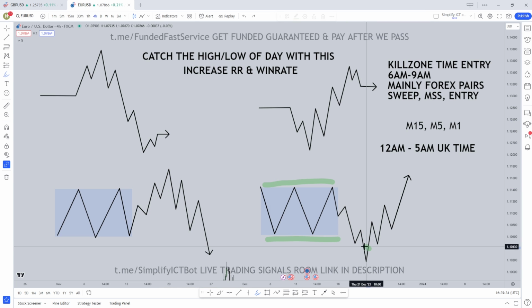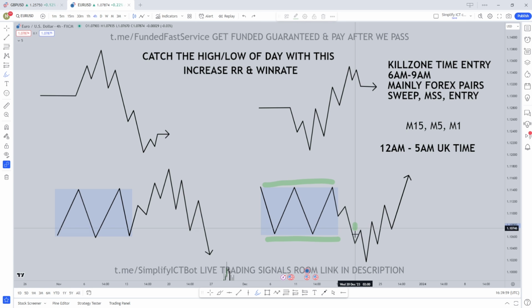Now, as you can see, once price has swept those lows right there, ideally on the 15-minute time frame, we're going to be looking for a PD array for price to tap into on the left, such as an order block, breaker block, fair value gap, that sort of thing. If you haven't already watched my breaker block video, I'll leave it linked in the description below, so make sure you go ahead and watch that if you haven't already.